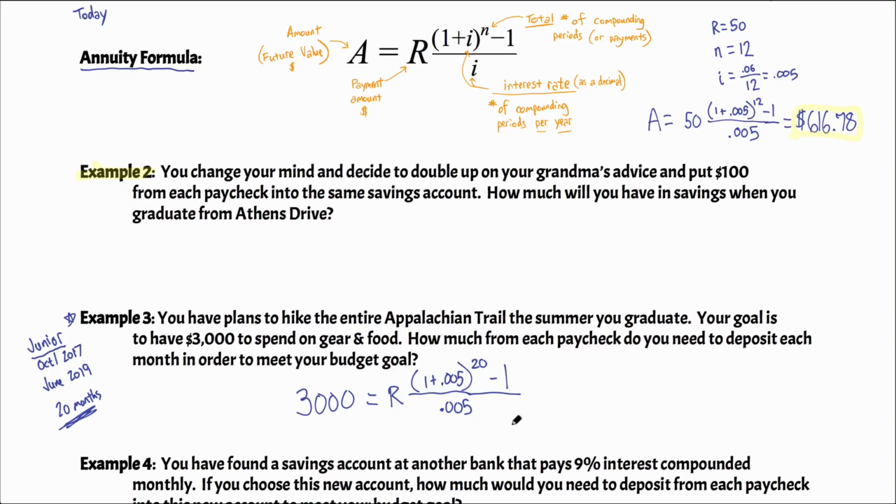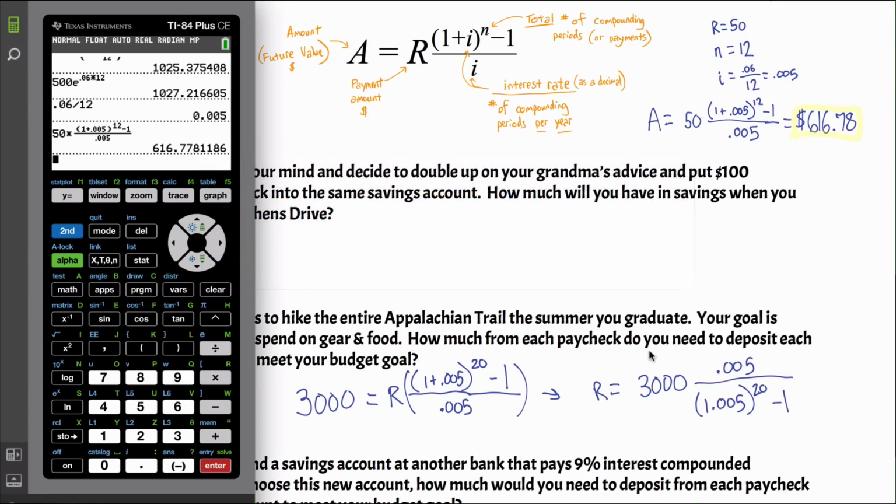Okay, so in this formula, our variable is not alone. So in order to get it alone, we need to either divide both sides by this, or we can multiply both sides by the reciprocal, which is what I'm going to do. Okay, so we've got R equals, we've got our 3,000, and if we multiply both sides of this equation by the reciprocal of this, then we're going to have times 0.005 over 1.005 to the 20th power minus 1. All right, going back to my calculator.